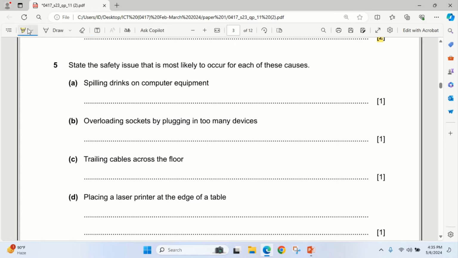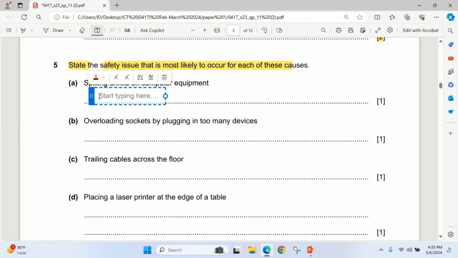States, that's the command word, like I've always said. States is the command word, then safety issue that is more likely to occur for each of these. So spilling drinks on computer equipment. So what type of issue is this? Safety issue is this. Okay, then if that happens, that might lead to electrocution. Then overloading socket by plugging in too many devices, that can lead to fire outbreak.